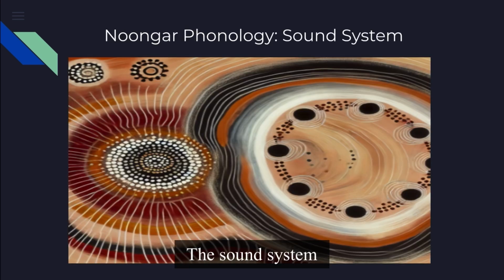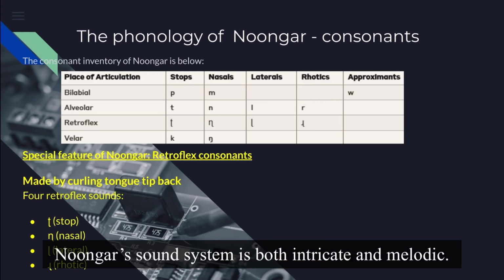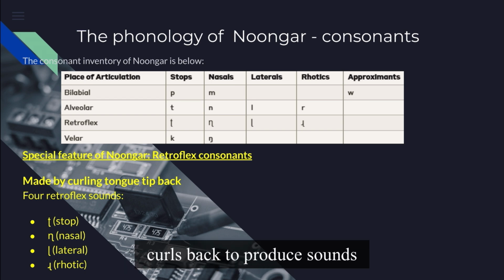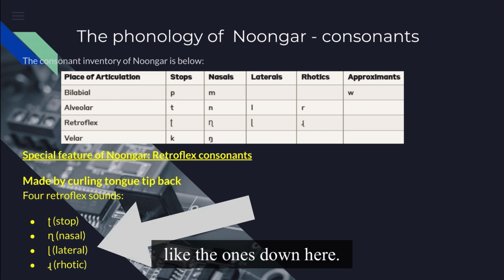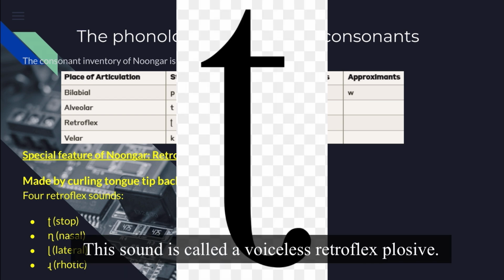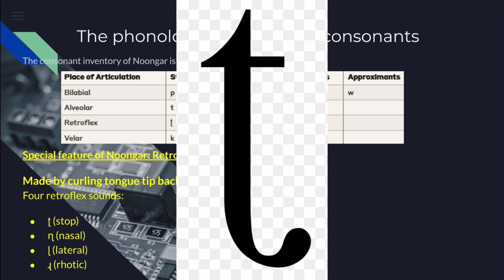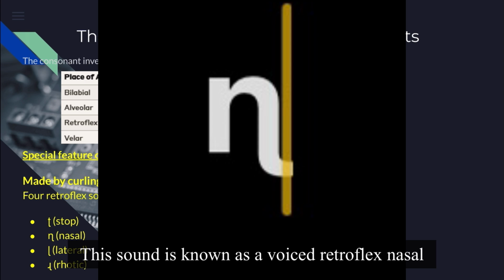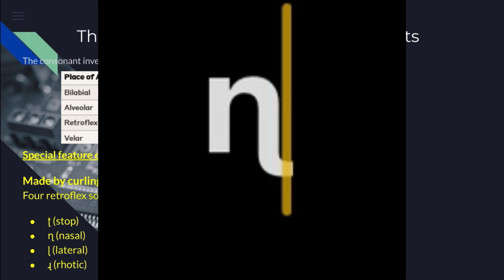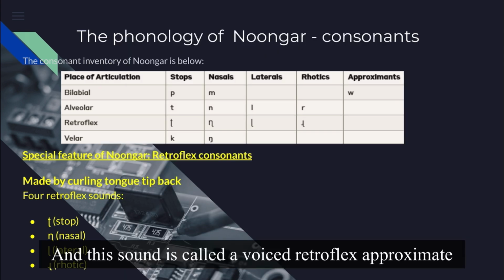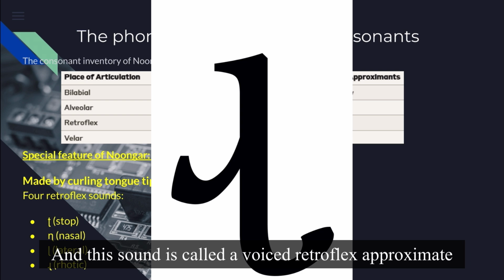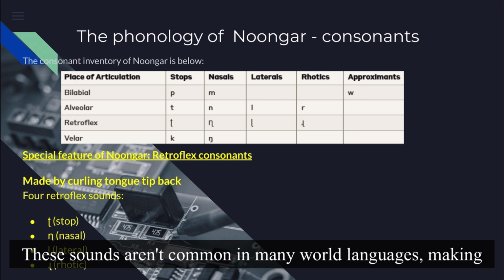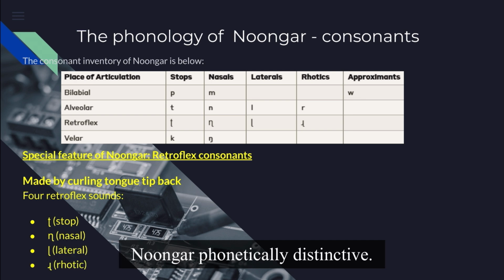The sound system. Noongar's sound system is both intricate and melodic. It features a set of retroflex consonants where the tongue curls back to produce sounds like the ones down here. This sound is called a voiceless retroflex plosive. Da or da. This sound is known as a voiced retroflex nasal. Na or na. And this sound is called a voiced retroflex approximant. Ra or ra. These sounds aren't common in many world languages, making Noongar phonetically distinctive.